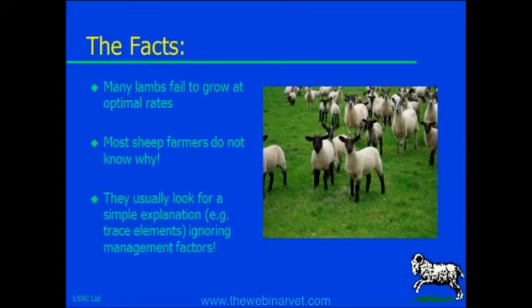That said, usually what they want to try and do is to look for a fairly simple explanation, and the one example that I've given here, of course, is, well, they're short of some trace element or whatever, therefore I'll put that right, I'll spend some money on it, and the problem will be solved. And of course it really isn't that simple in reality. So I just want to explore some of those factors in this presentation.